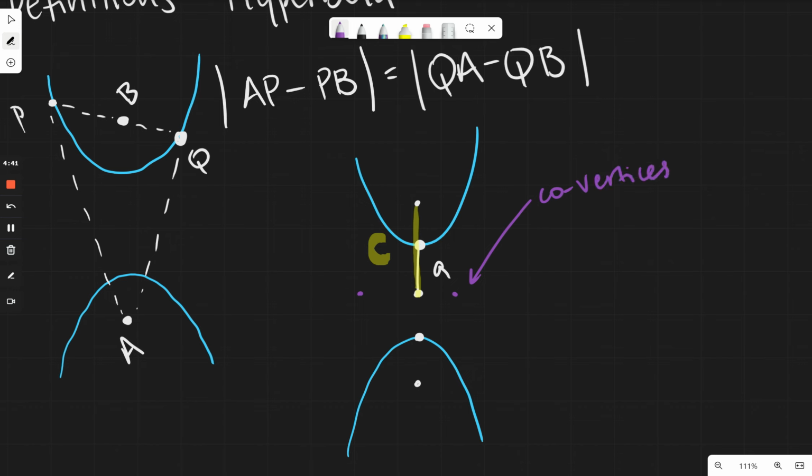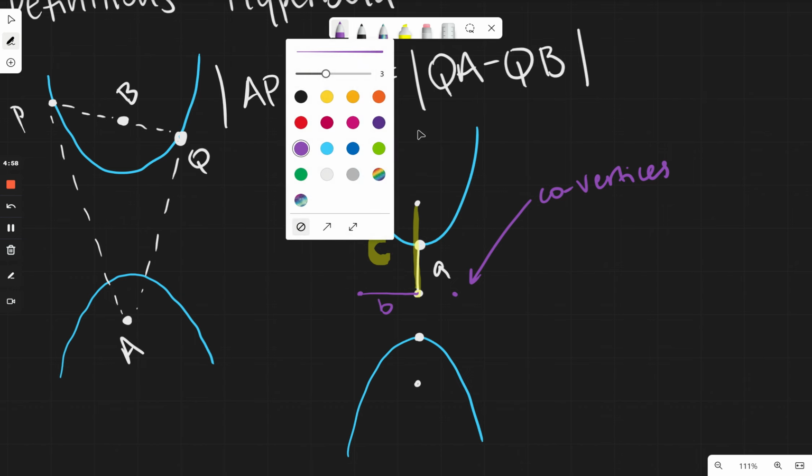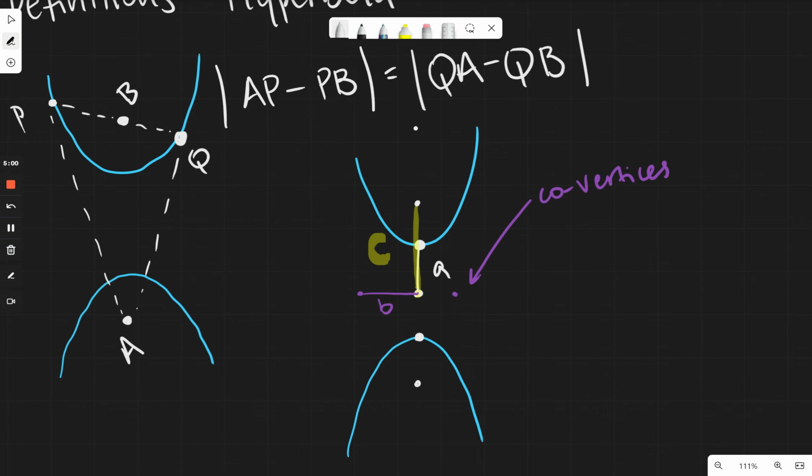And then the length from one of those to the center is called B. And so A and B are important in determining, like, the equation of the asymptotes of the hyperbola and stuff like that. And then there's also a very special relationship between A, B, and C, just like how there is in an ellipse, except this time the relationship is the Pythagorean theorem. A squared plus B squared equals C squared, which is definitely nicer and easier to remember than the relationship for ellipses.